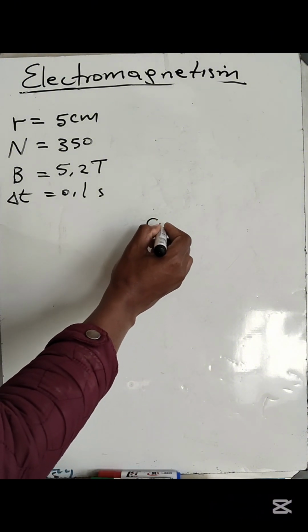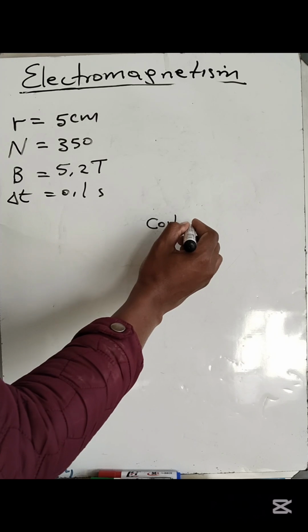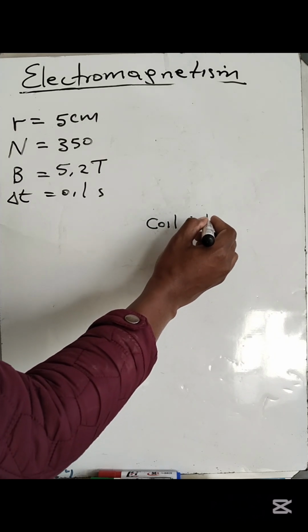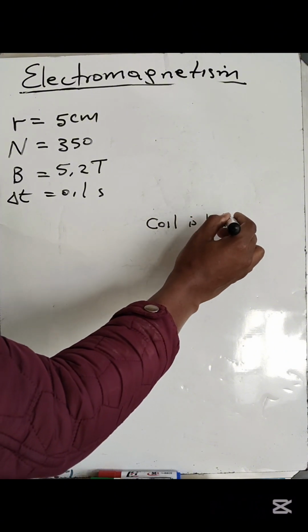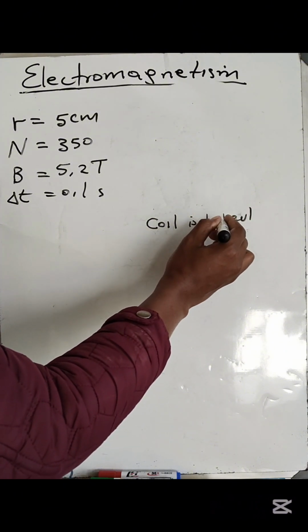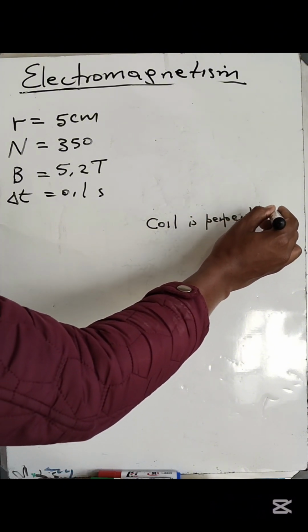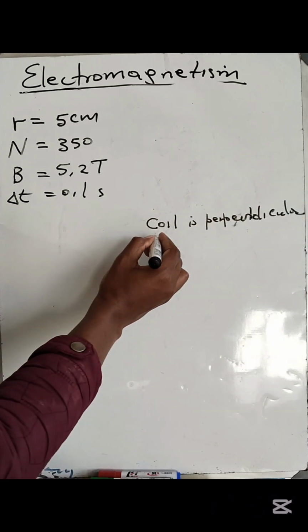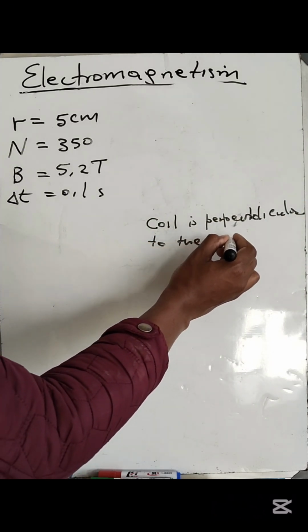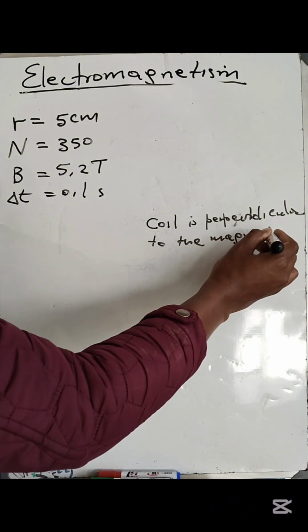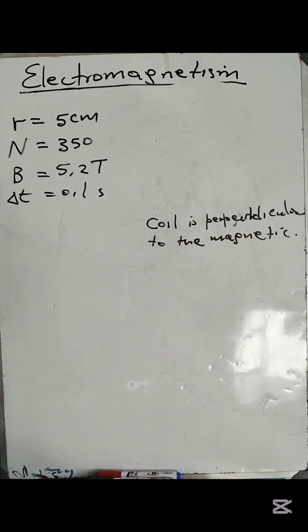The solenoid, let me say coil, is placed perpendicular, there's r here, perpendicular to the magnetic field. So the solenoid or the coil is placed perpendicular to the magnetic field.